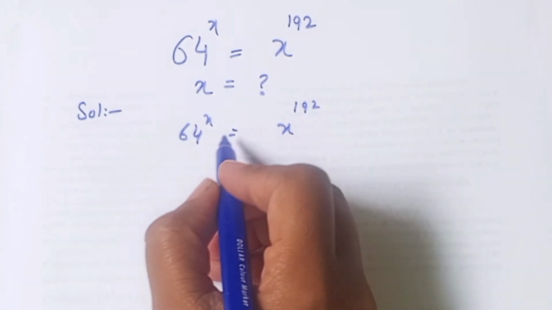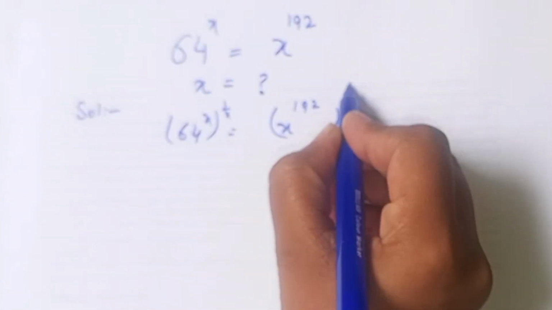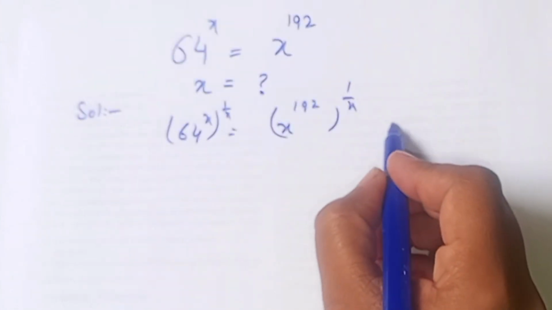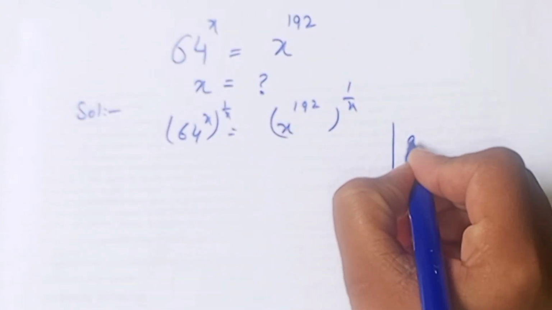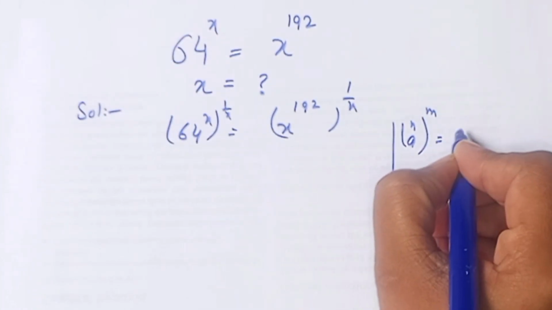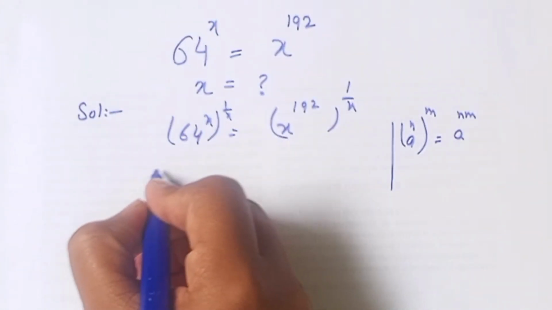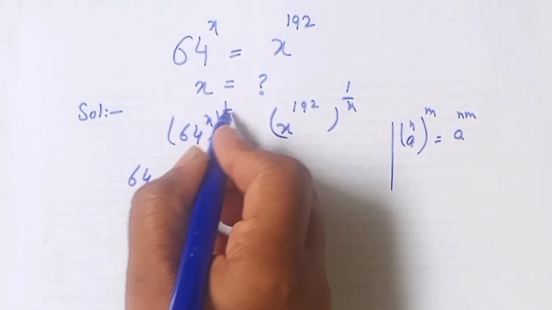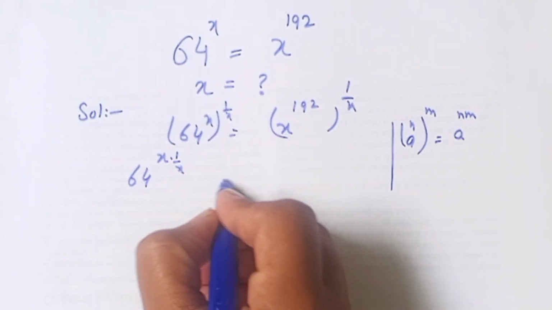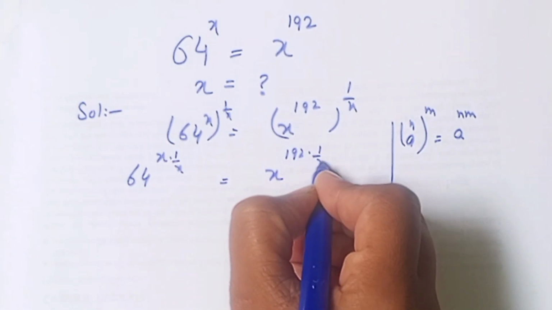So in the first step, we take a power 1 over x on both sides of this equation. In the next step, we apply the exponent rule, which is a raised to the power n multiply m. We write this as a raised to the power of the product n m. We apply this property on this value. So this is 64 raised to the power x multiply 1 over x. And this will become x raised to the power 192 multiply 1 over x.